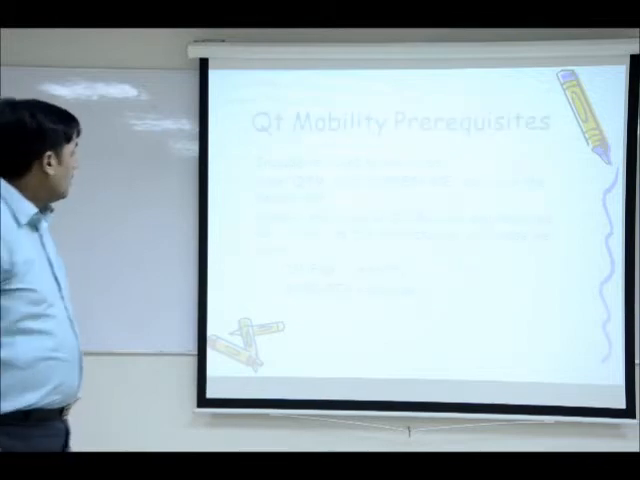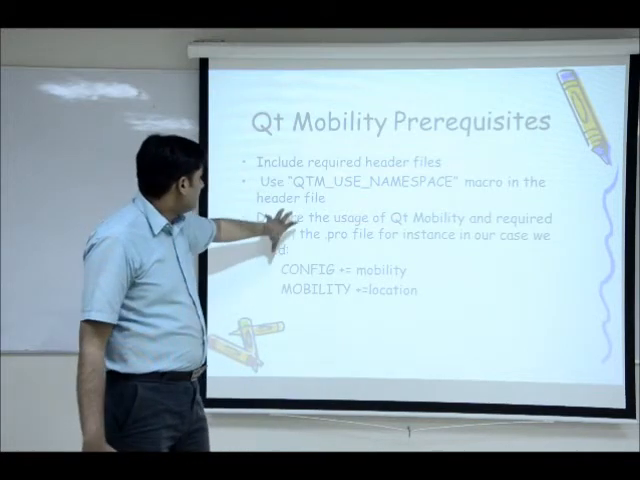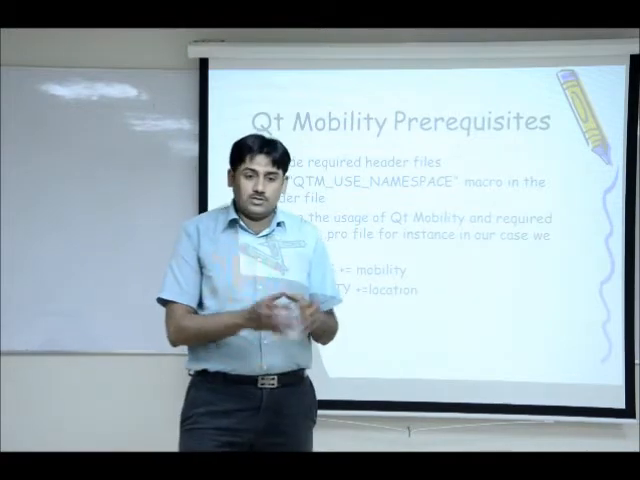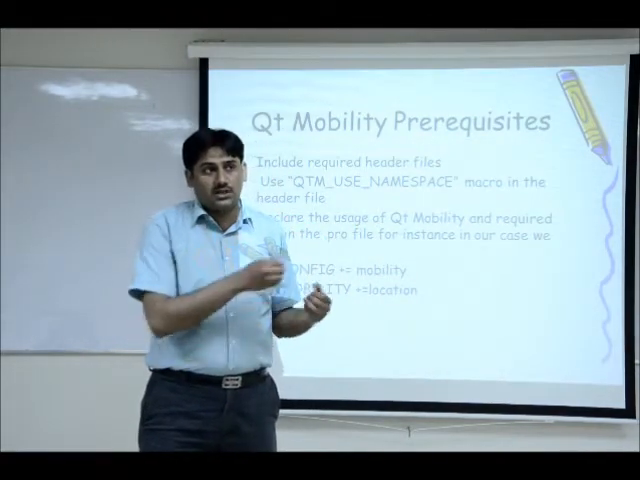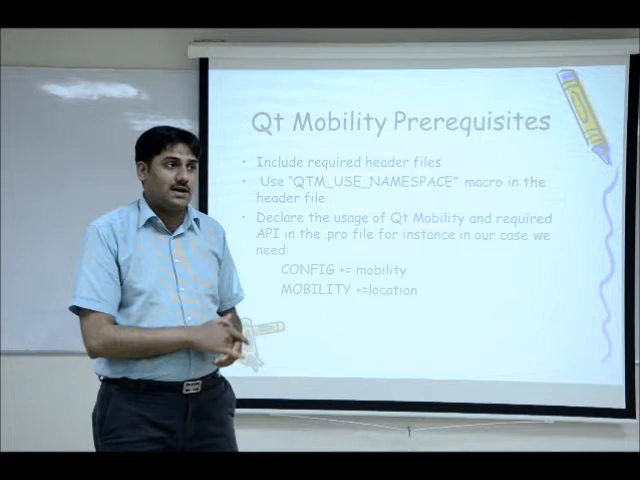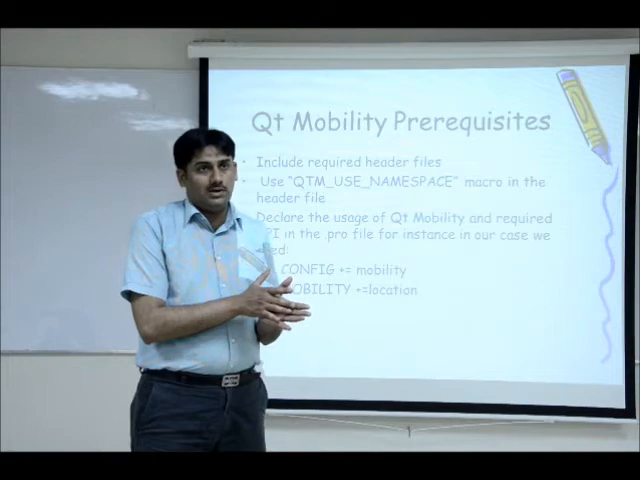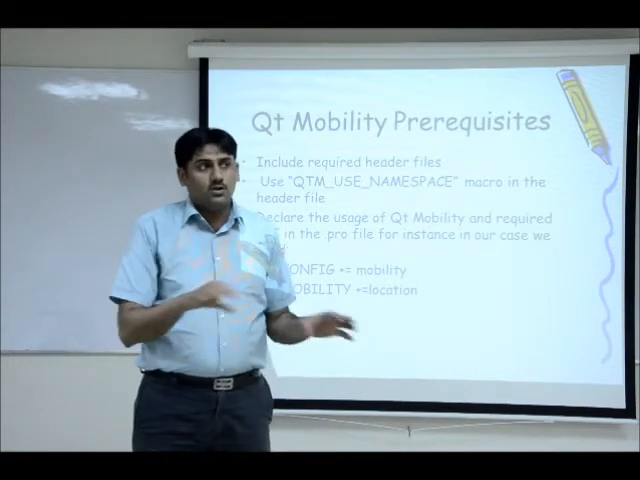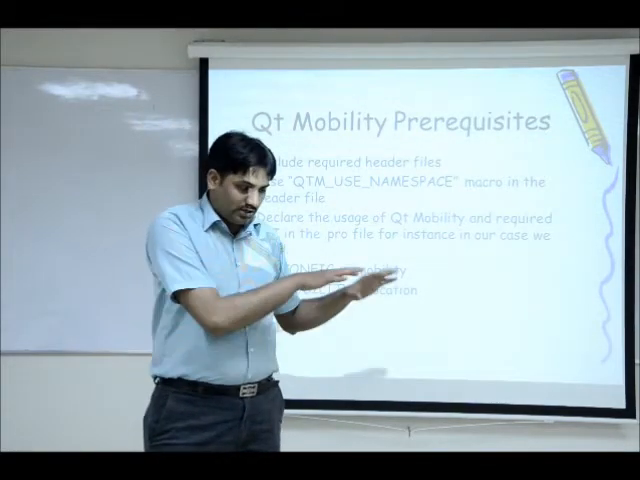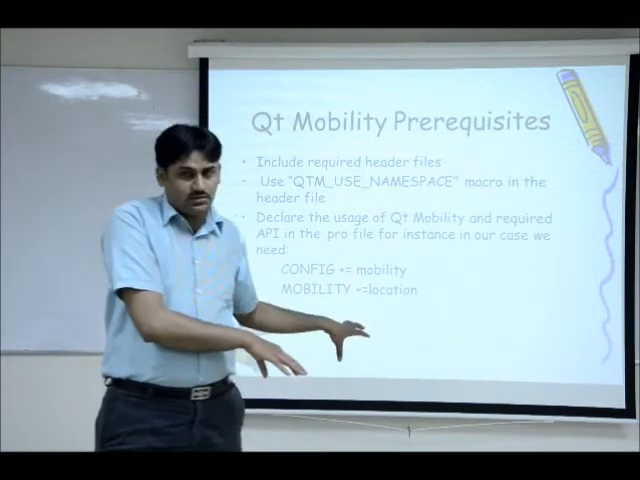Okay, before we actually start on how to use the mobility APIs, here are the prerequisites. First of all, you have to declare the required header files inside the CPP files where you are intending to use the Qt mobility APIs. Secondly, inside the header file where you are using the mobility API, you need to declare the Qt mobility namespace macro. And the third step is to declare all the mobility APIs inside the .pro file.